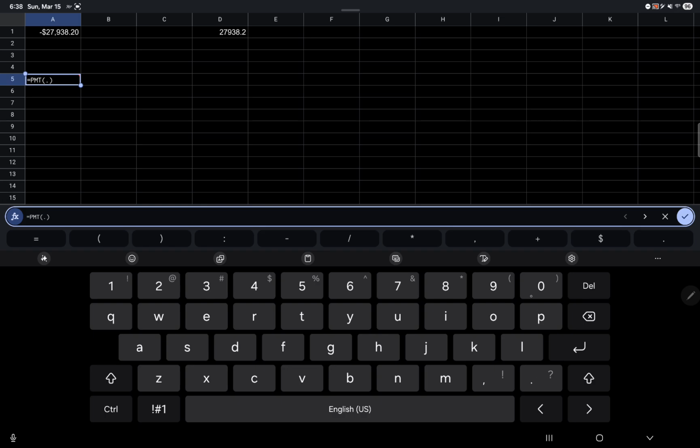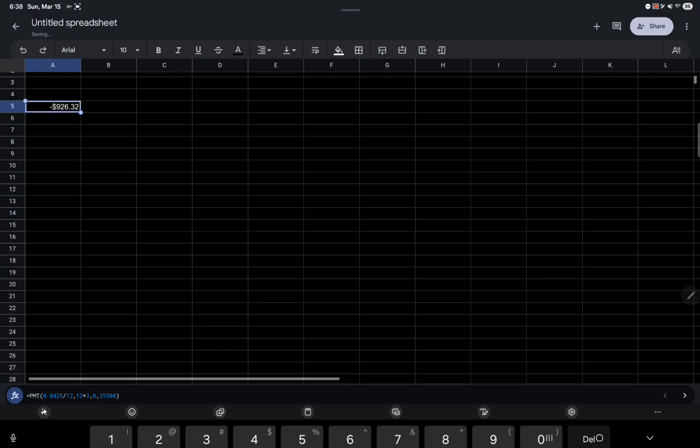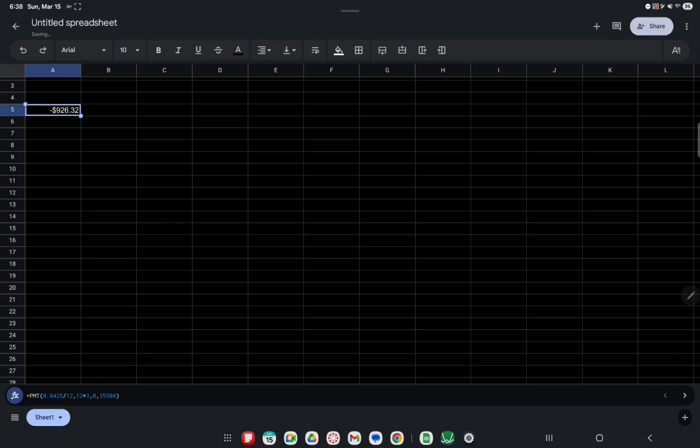Okay, so our rate was 0.0425, and we're going to still divide that by 12. And the number of periods is 12 times 3, which if you want to go ahead and write 36, you can. And then the present value, and we're going to assume 0. And then the future value, we want 35,500. So our payment, or what we should be throwing into this account, is $926.32.